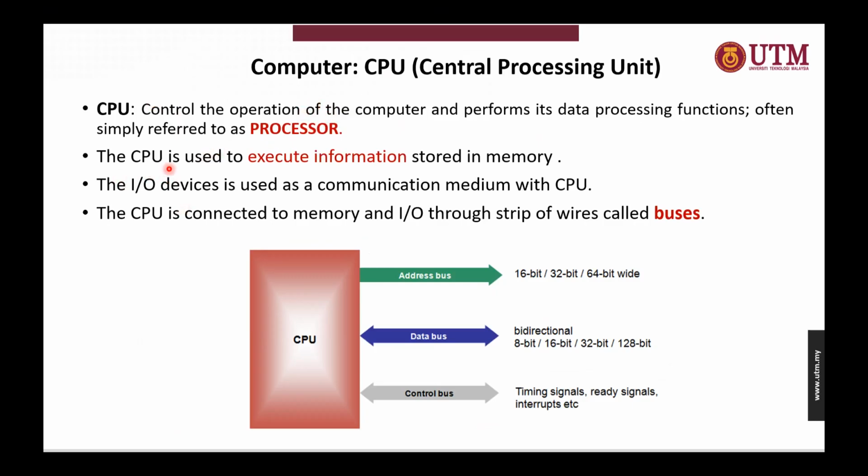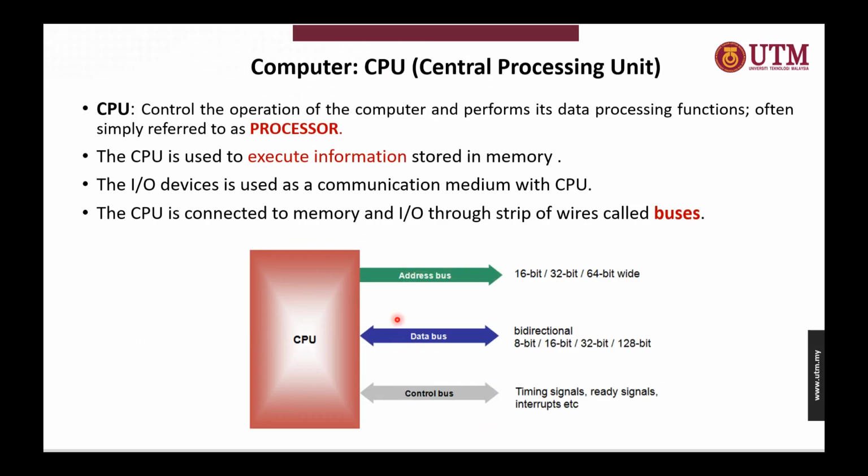The CPU is used to execute information stored in memory. So if you have information stored in memory, the CPU will execute that information. Memory cannot execute the information, right? And the I/O device is used as a communication medium with the CPU. As I mentioned earlier, in order to communicate between the end user and the CPU, we need to use the input-output devices. And this CPU is connected to memory and I/O through a strip of communication lines or wires called buses.